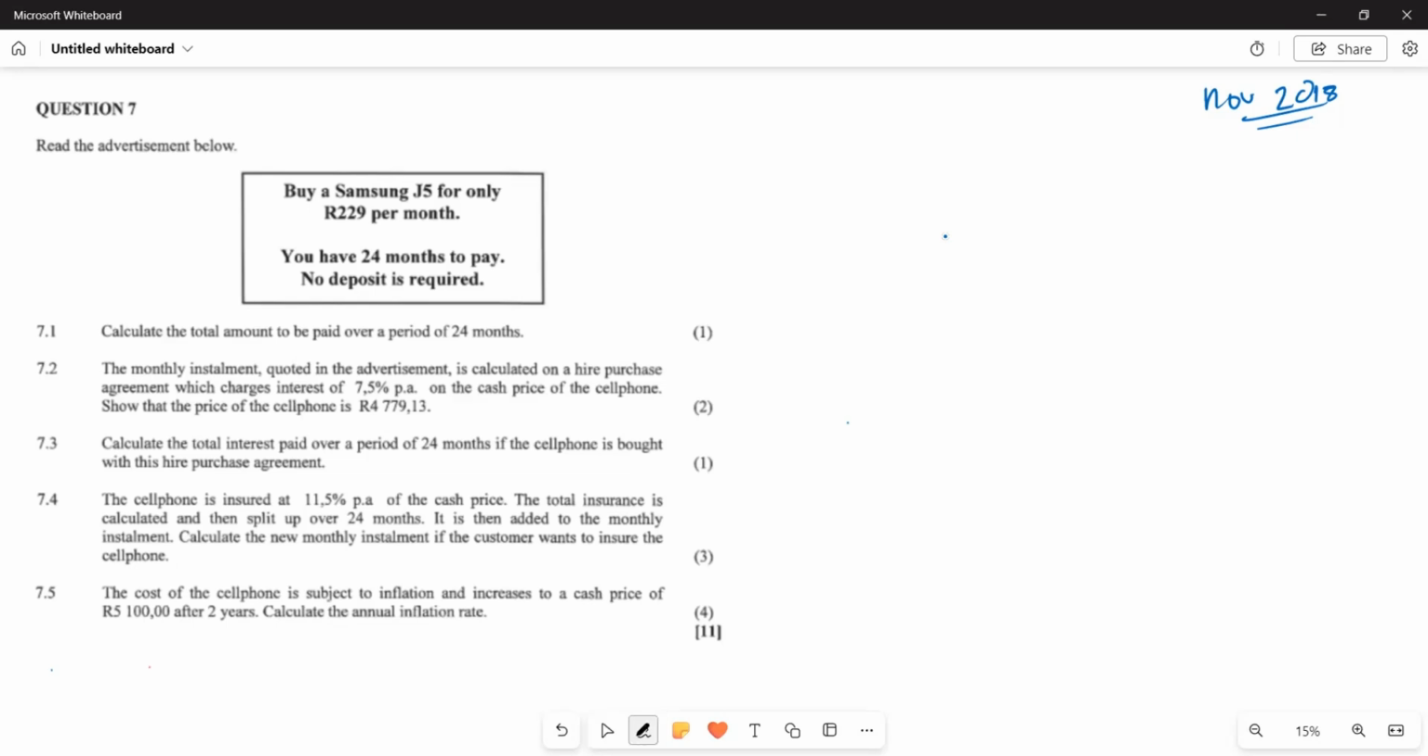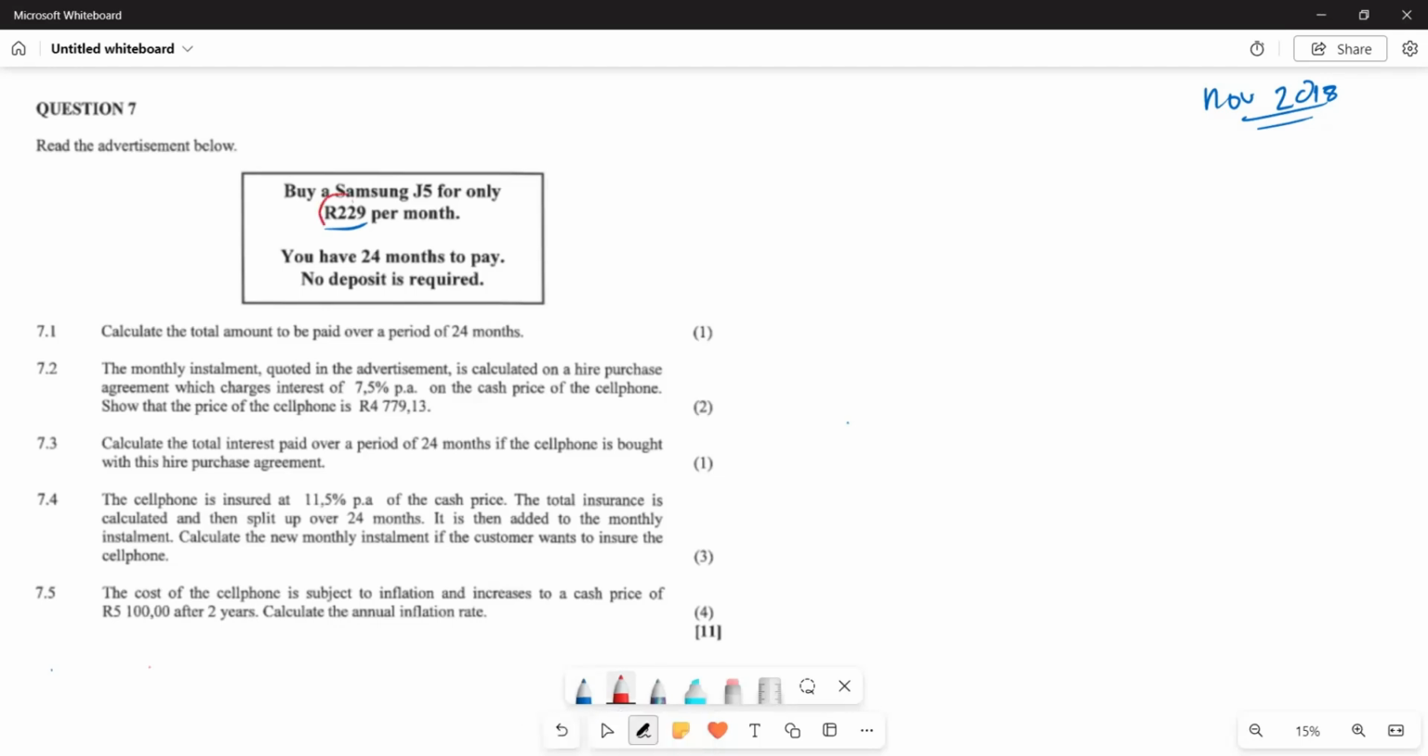Now, they say, read the advertisement below. Buy a Samsung J5 for only 229 per month. You have 24 months to pay and no deposit is required. The first question asks you to calculate the total money that will be paid over the period of 24 months. This one is almost straightforward. Let's see what we can do.